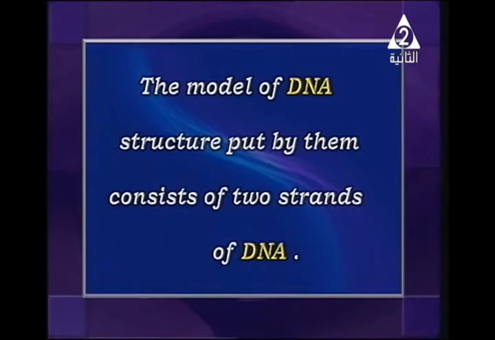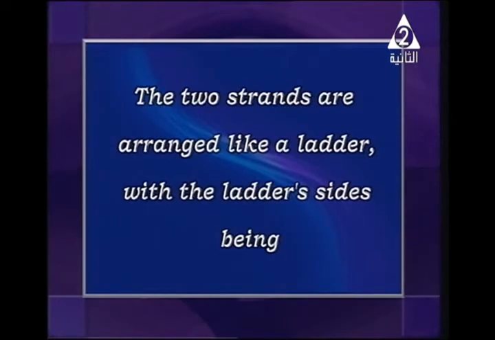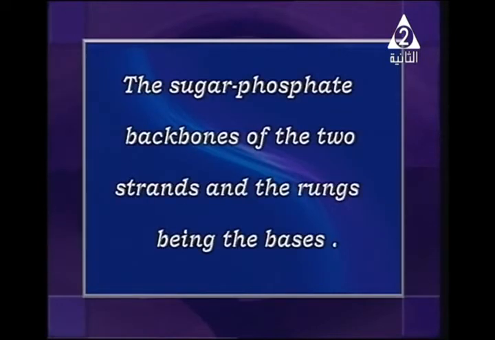And they proved that the DNA consists of 2 strands. The 2 strands are arranged like a ladder. Okay, it looks like what? You know a ladder? Yes, it looks like a ladder. On the ladder's sides there is something, and inside the ladder there are other molecules. Okay, the ladder sides are the sugar phosphate backbones of the 2 strands, and the rungs are the bases. I mean the remainders are the nitrogenous bases: adenine, thymine, cytosine, and guanine. Okay, don't forget their names.